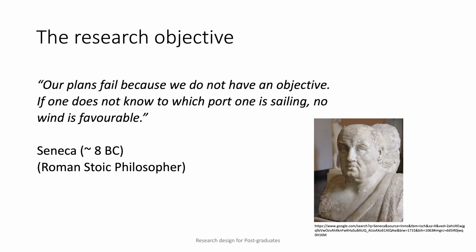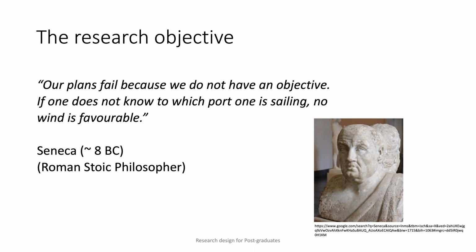So let's talk a little bit about the so-called research objective. This was not unknown. Even the old philosophers, Seneca in 8 BC, made it quite clear by thinking about his tasks, and he was saying that our plans fail if we don't have an objective. Then we don't know where we're going. If one does not know to which port one is sailing, no wind is favorable. So the research objective is a major issue, and we will be spending some time on preparing the concept of it, because it goes much bigger and much further than just having an objective of, say, 1 or 2 sentences.